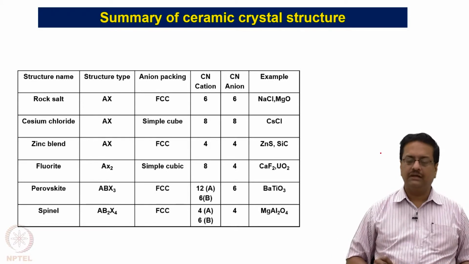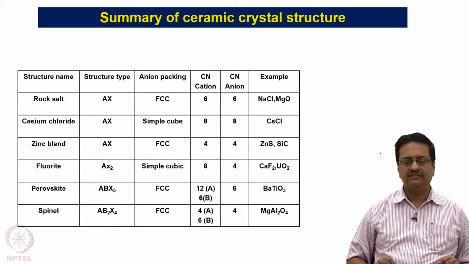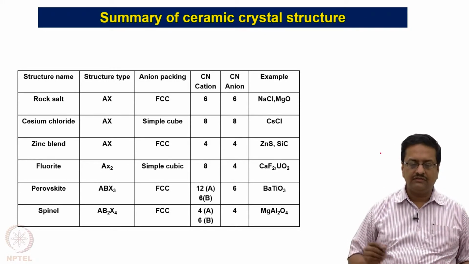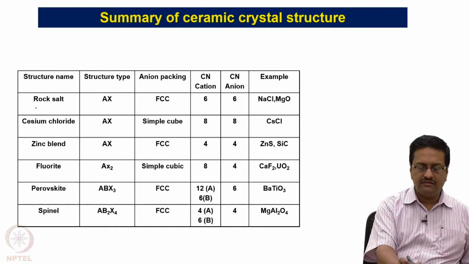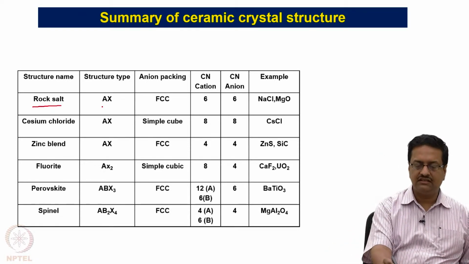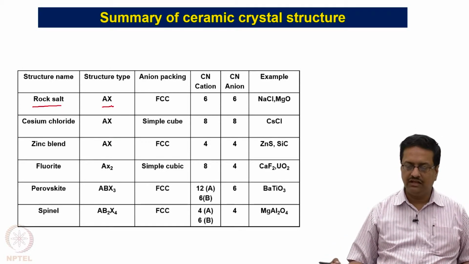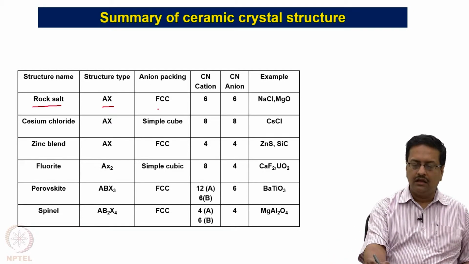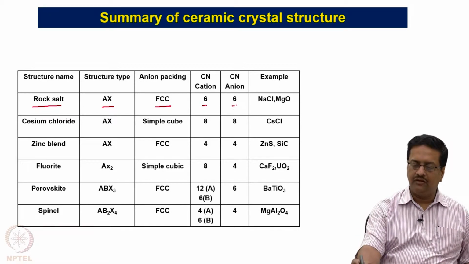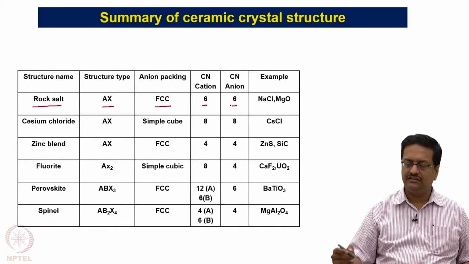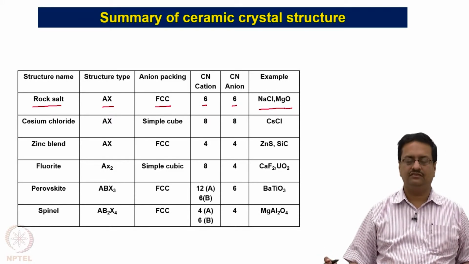So, to summarize this, we have a set of ceramic crystal structures with different coordination numbers. We have seen the rock salt structure, which has the common formula AX. Anions are packed in a face centered lattice. The cation and anion both have coordination 6:6, and examples like sodium chloride and magnesium oxide occupy these rock salt structures.